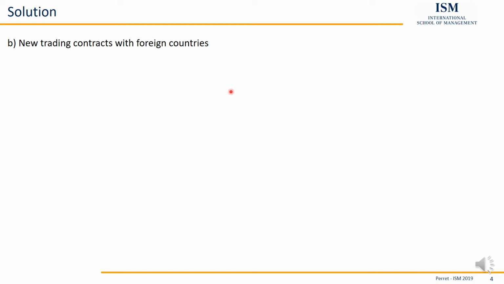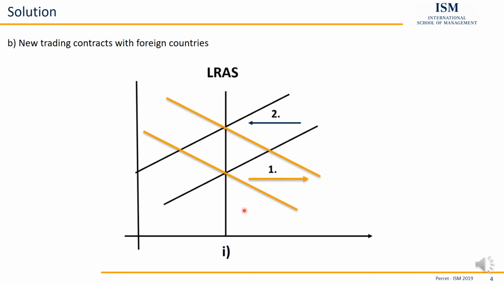In part two, we can talk about what happens if we have a new trading contract with foreign countries. Well, in this case, what happens is that our exports increase. Let's start simply with exports, not net exports. If only exports increase, this would mean that demand would increase. This would mean that we have a rightward shift of the demand curve. So that's the first step which happens here. Via our trading position, we have a higher demand for our products. So it shifts to the right.